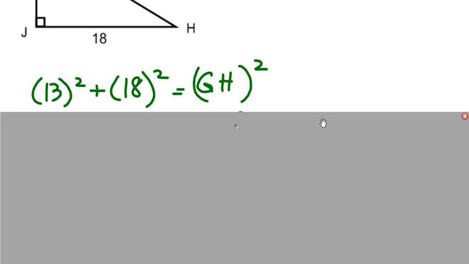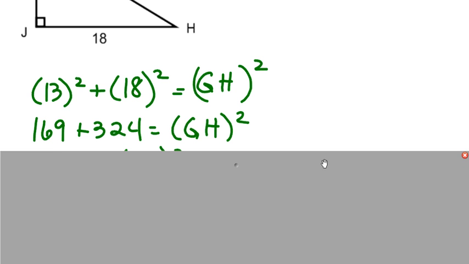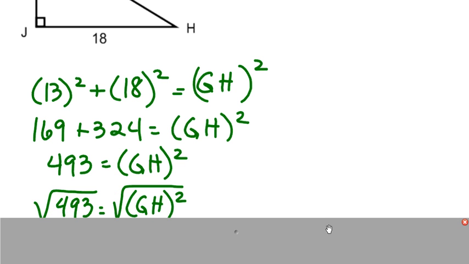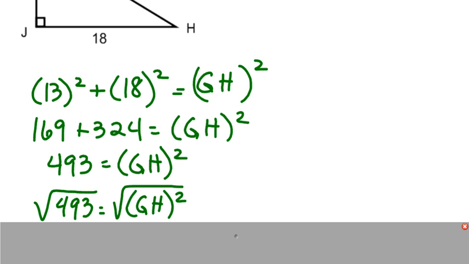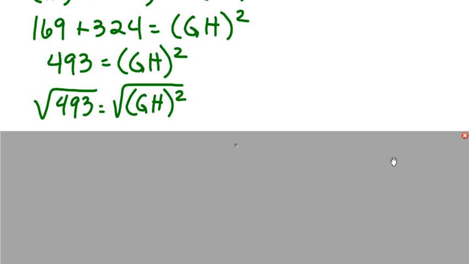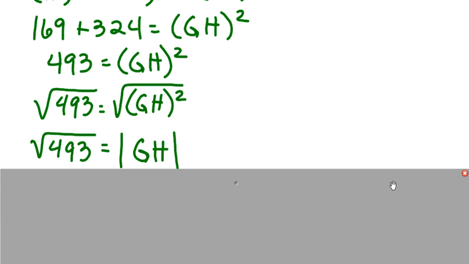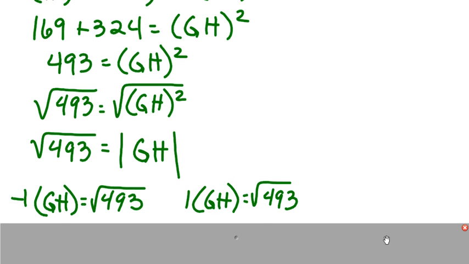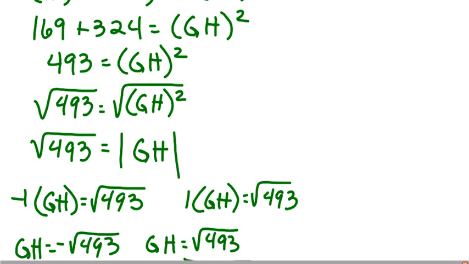Following your order of operations, we can square and take our sum, and undo something that's squared by taking the square root. Again, we've got the square root of 493 equal to the absolute value of GH. With your radicals, make sure that you simplify them like we've done in previous lessons, so look to see if you have any perfect square factors. Unfortunately, 493 does not, so we'll leave it as is, but you must travel left and right from 0 and solve accordingly. So that means we'd be dividing by -1 and dividing by 1 to get our lengths.